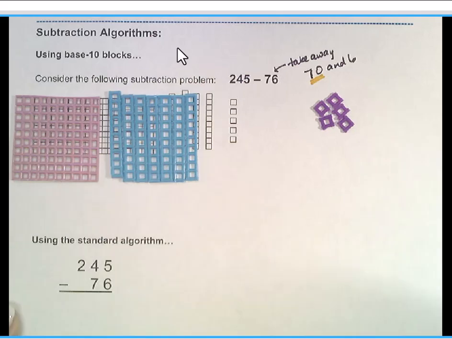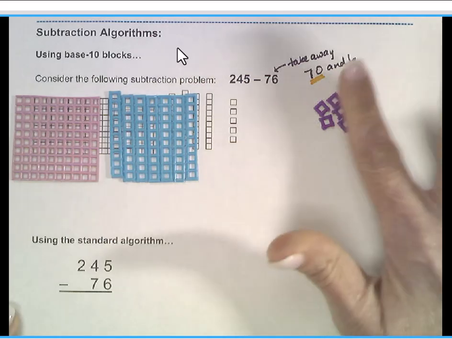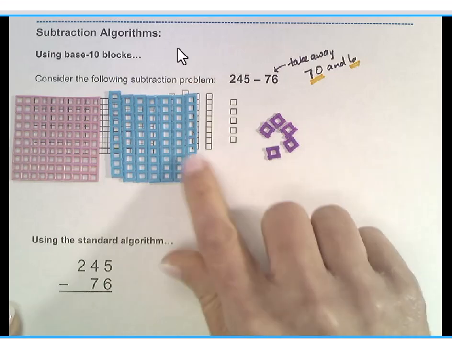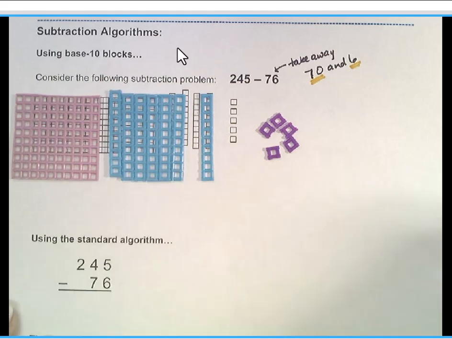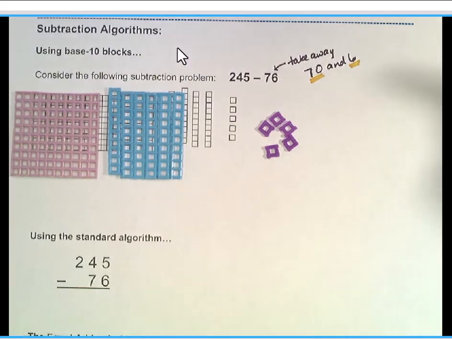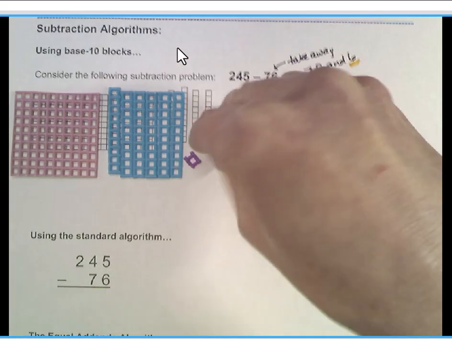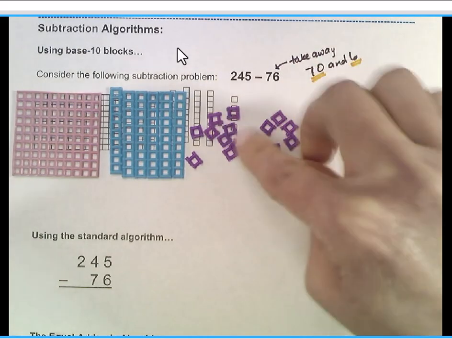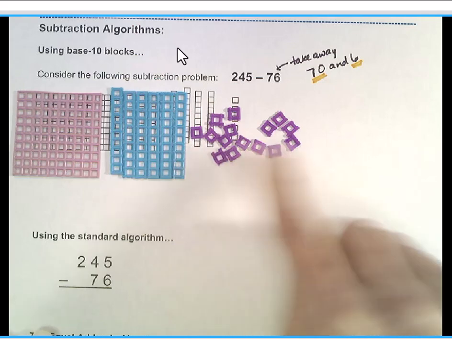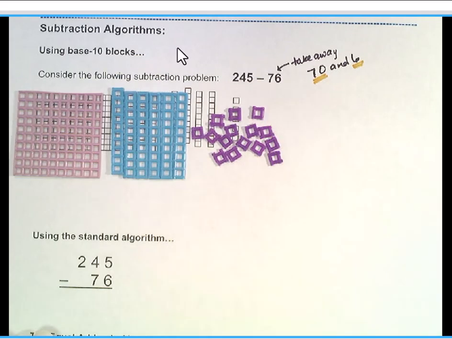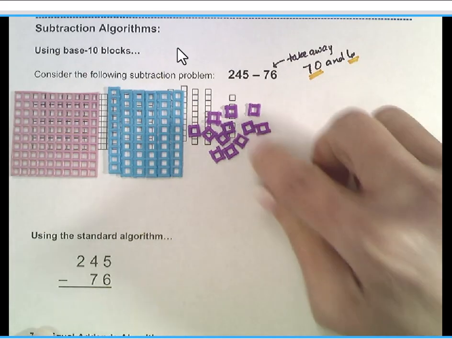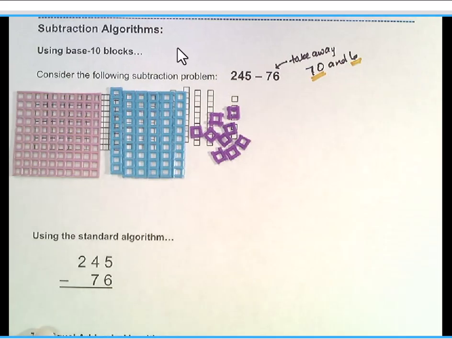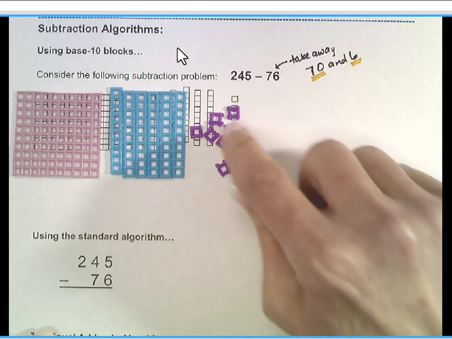So I took away my 70. Now I need to take away my 6. Well, the problem is I can't take away 6. I only have 5 unless I break one of these guys down. So maybe I should borrow one of these and break it into 10 ones, and then I'll have a whole bunch of ones. So I'm going to trade this guy out for 10 ones. There's my 10 ones. There should be 10 of them there, plus the 5 that I originally had, so that's 15. And I need to take away 6. So I go 1, 2, 3, 4, 5, 6. Take those away. Those are gone. Gone forever. And we can look and see what's left.